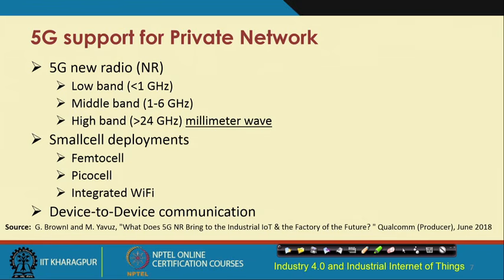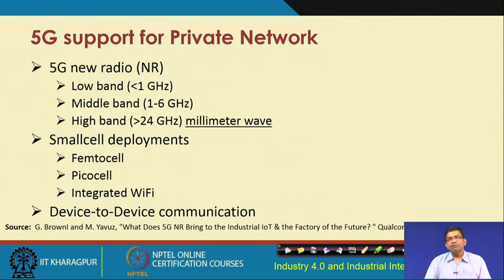So, there is 5G NR, 5G new radio, which has different band specifications. The high band, which is more than the 24 gigahertz band, supports millimeter wave communication. Then we have small scale private network communication, where small cell deployments are also there in the form of femtocells, picocells, integrated Wi-Fi and so on, plus device to device communication.